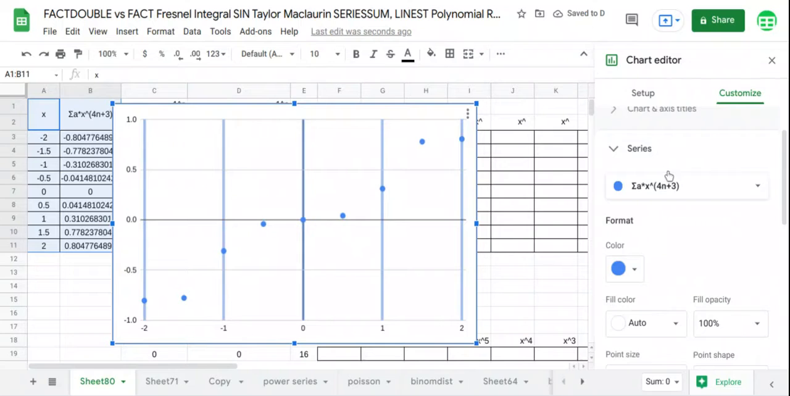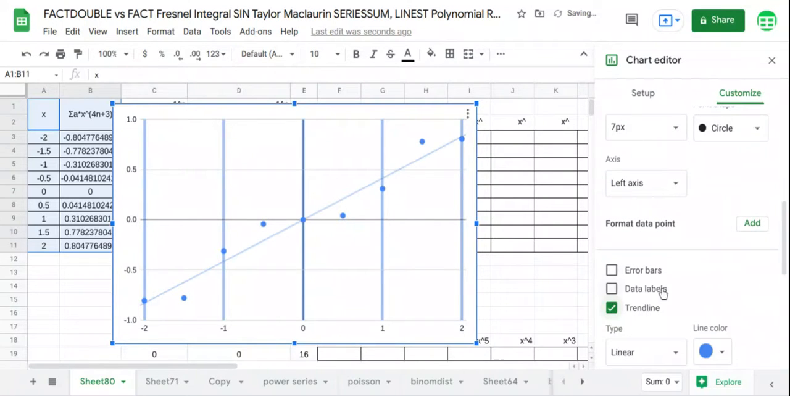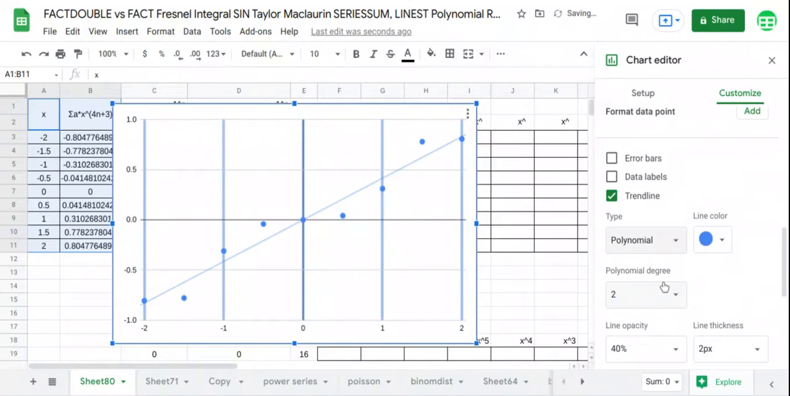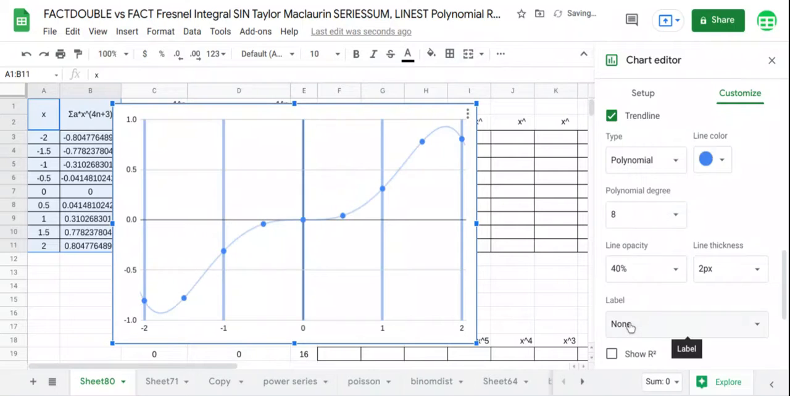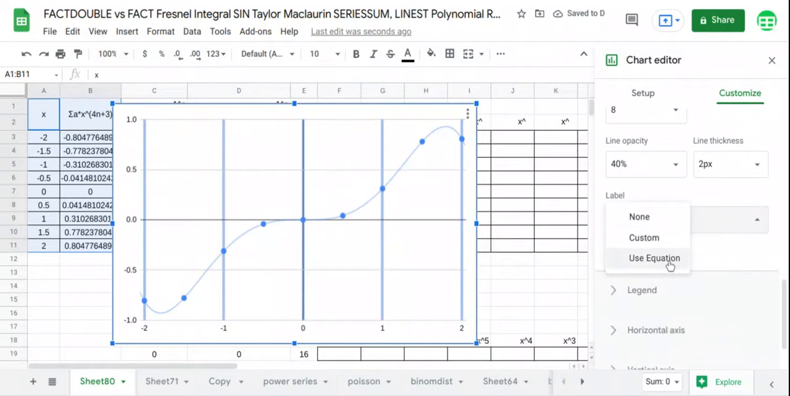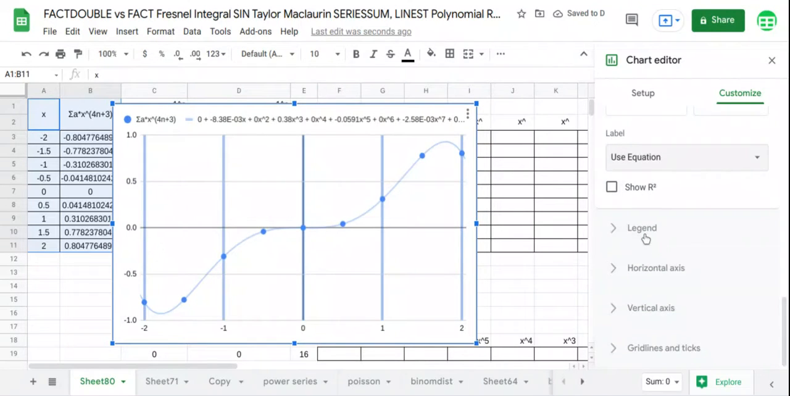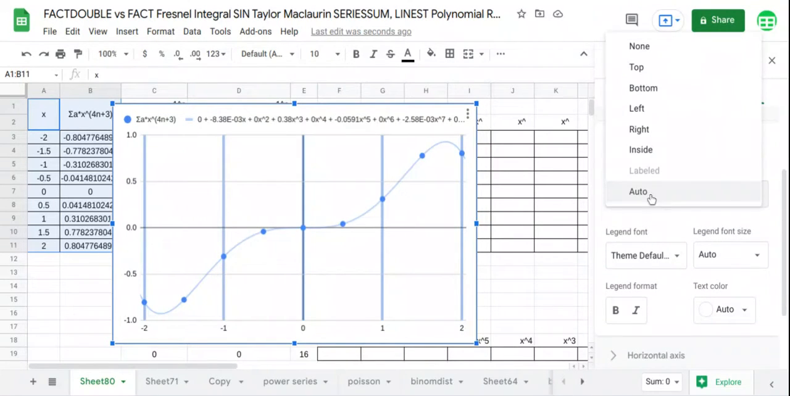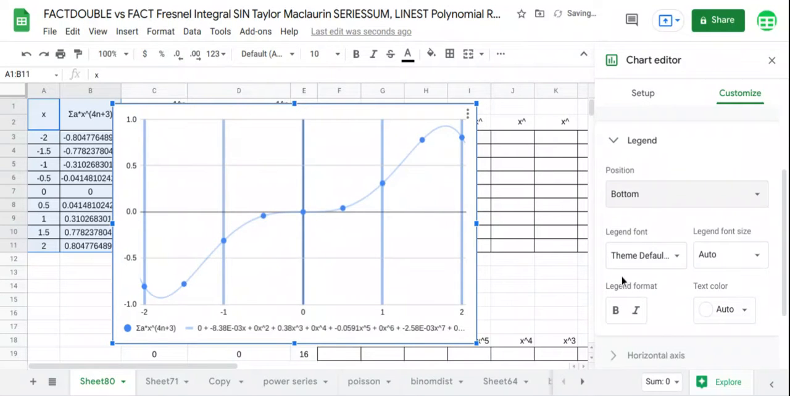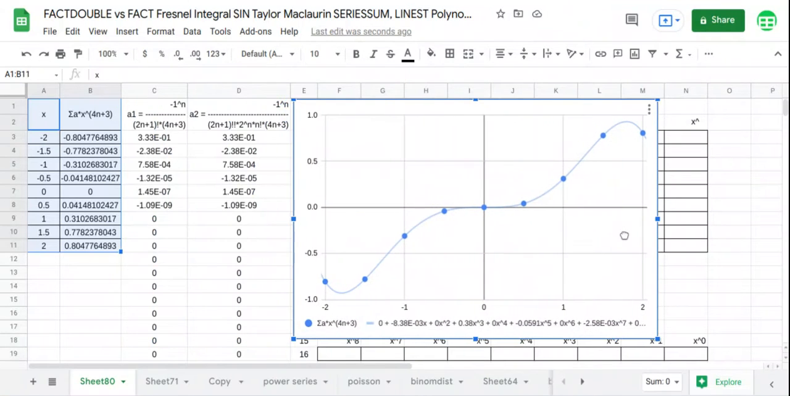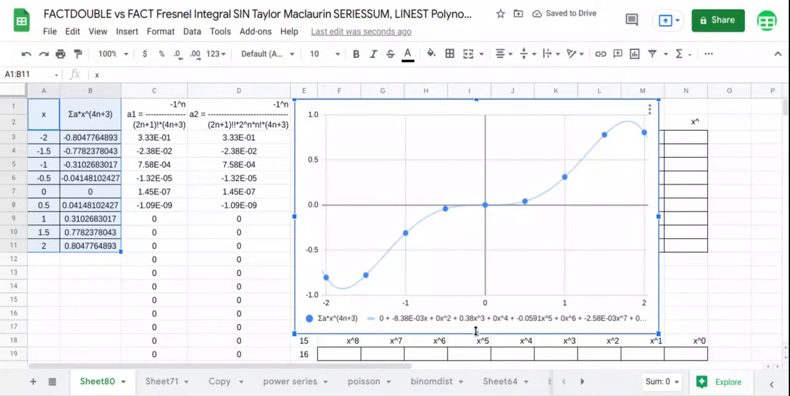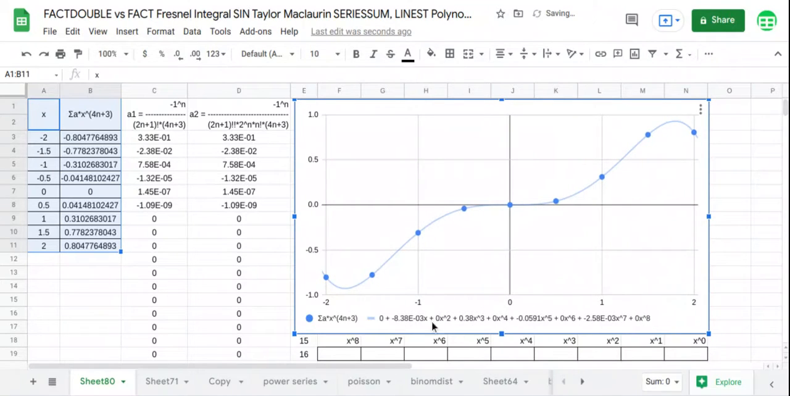Now for the series, we show the trend line. The type is polynomial, and the polynomial degree is 8, so to the 8th degree. For the label, use the equation with a legend position at the bottom. And here's our trend line and polynomial of the Fresnel integral sine.